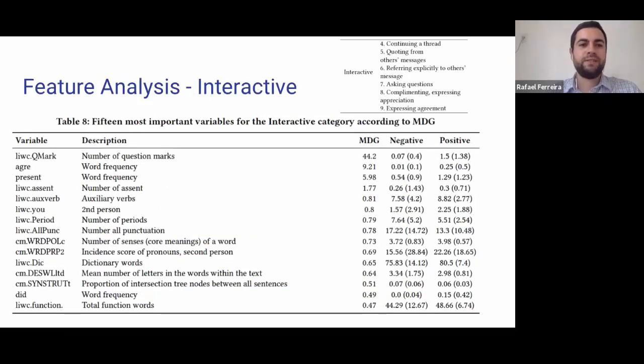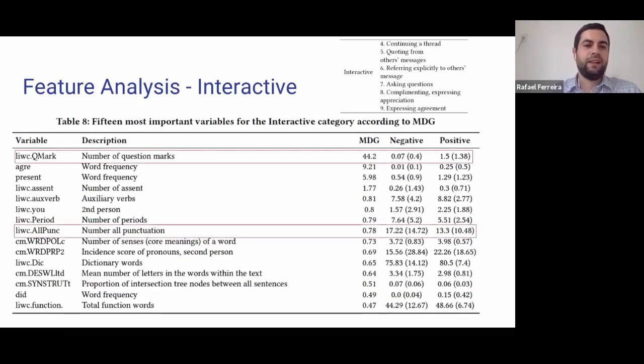For the interactive category, I highlighted this question mark that is pretty much related to indicator 7, which is asking questions. So it's the most relevant for the interactive category. As we can see here, the importance is almost 4 times more than the second indicator.